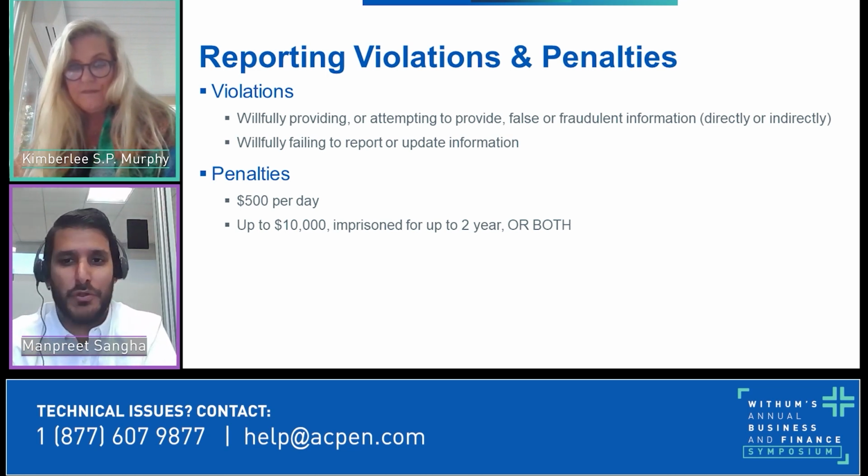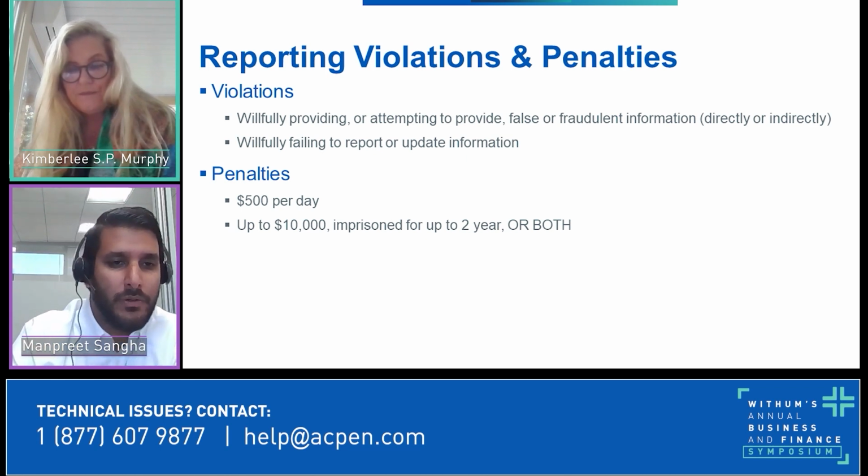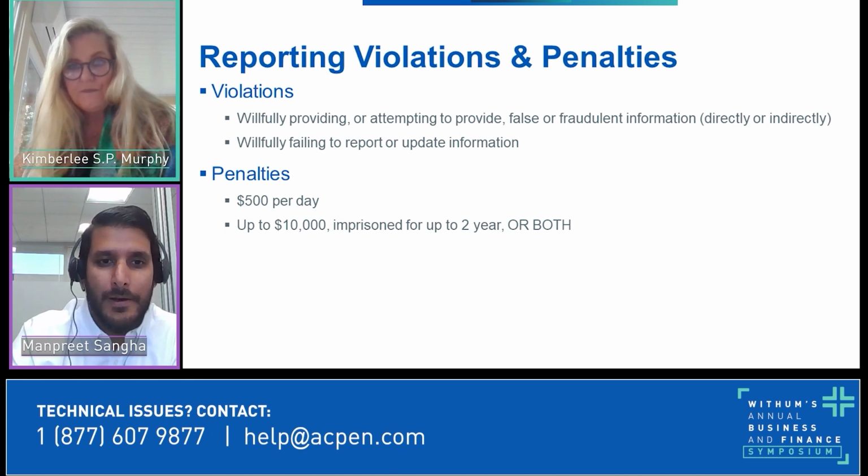So I'm sure that'll be a point of what is considered willful. But the penalties are pretty clearly defined, and do include imprisonment.